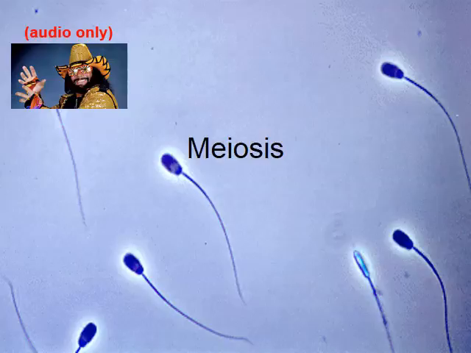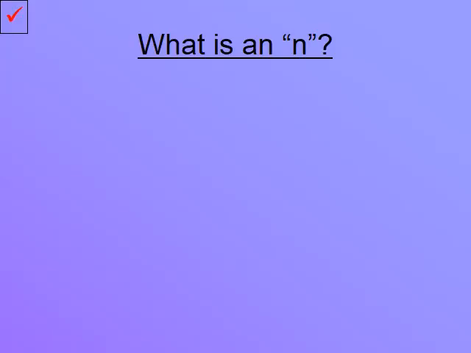Alright, so today what we're going to be talking about is meiosis. So meiosis is primarily used for replication of sex cells, like the sperm cell in the male and the egg cell in the female. So the first question we have to ask ourselves is, what is an N? So yes, I'm sure you're all aware that N is a letter, but in biology, N has a bit of a different meaning. N represents what we call the haploid condition.